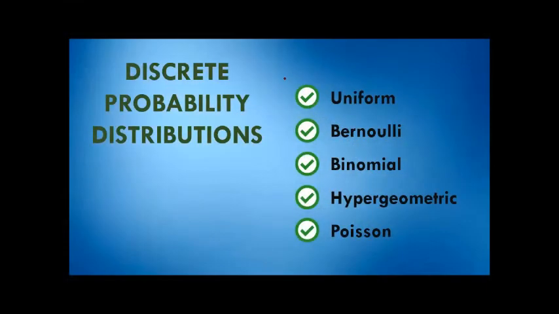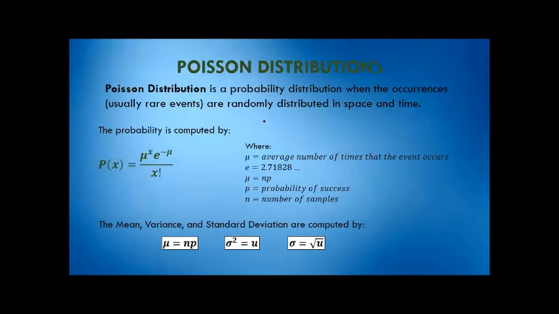We are still on the continuation of the lessons for discrete probability distribution. This time, we are now on the last probability distribution, which is the Poisson distribution. These are the things we need to know about this distribution. Poisson distribution is a probability distribution when the occurrences, usually rare events, are randomly distributed in space and time.